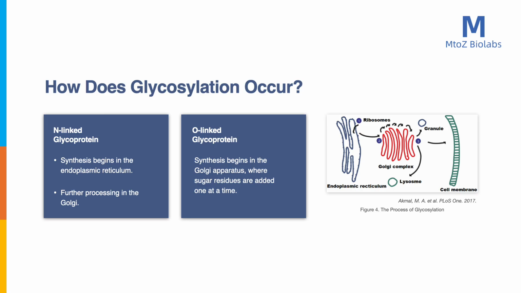This process yields highly diverse and dynamically regulated glycan structures that vary significantly across cell types, developmental stages, and physiological conditions. Once fully processed, glycosylated proteins are directed to various cellular destinations, including the plasma membrane, lysosomes, secretory vesicles, or are secreted into the extracellular space.